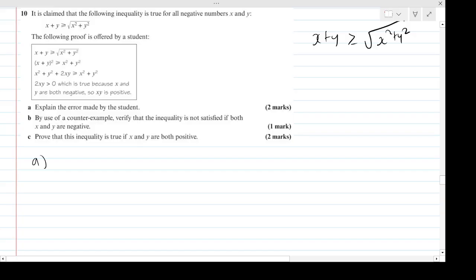So then they said 2xy is greater than 0, which is true because x and y are both negative. So obviously two negatives make a positive, so xy is positive. Now that's actually mostly all true. The problem here is what I talked about earlier. You can't start with the claim. You have to start from something you know is correct. So the ordering of the proof is wrong.